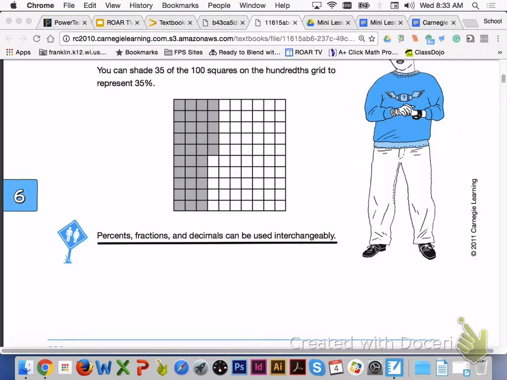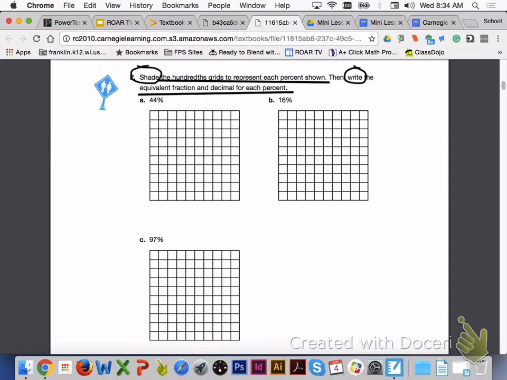You can shade 35 out of the 100 squares on the hundredths grid to represent 35%. What we need to make sure that we understand in starting the lesson for today is that percents, fractions, and decimals can all be used interchangeably. Turn to page 392 and answer number 2, letters A through D with your group members.